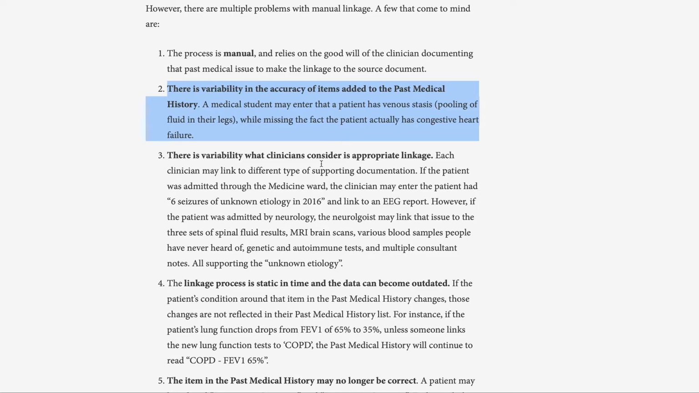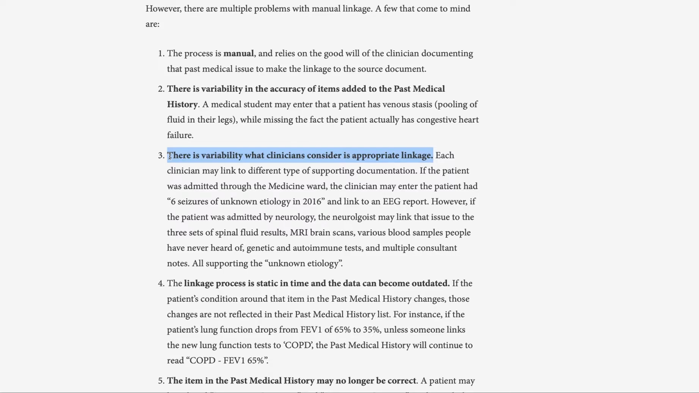The third is that there's variability in what clinicians consider as appropriate linkage. For instance, each clinician will have a different understanding of what documents will support a particular claim. If the patient comes in through a medical ward, the clinician entering the patient may put the issue 6 seizures of unknown etiology in 2016. And they may link this to an EEG report.